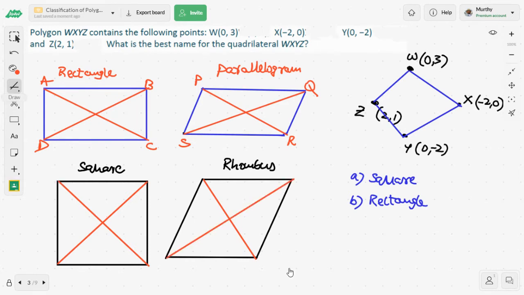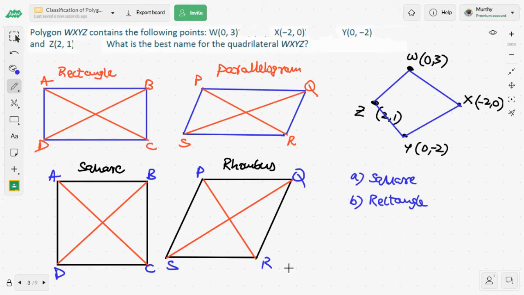So, in case you are given both the options, whether it is a square or a rhombus, in such a case you have to find the length of the diagonals, which is the length of AC and the length of BD, to check whether the diagonals are equal or not. If the diagonals are equal, you can say that it is a square. If the diagonals are unequal, then you can state that it's a rhombus.